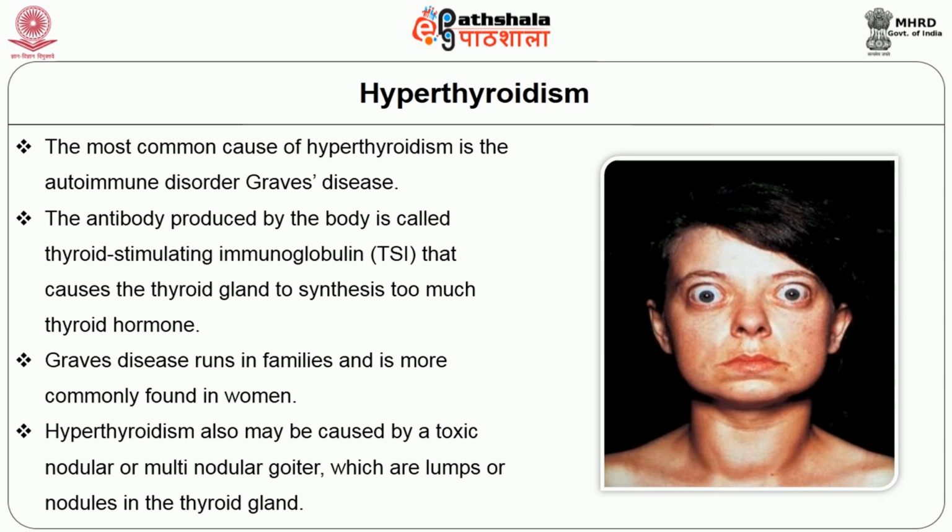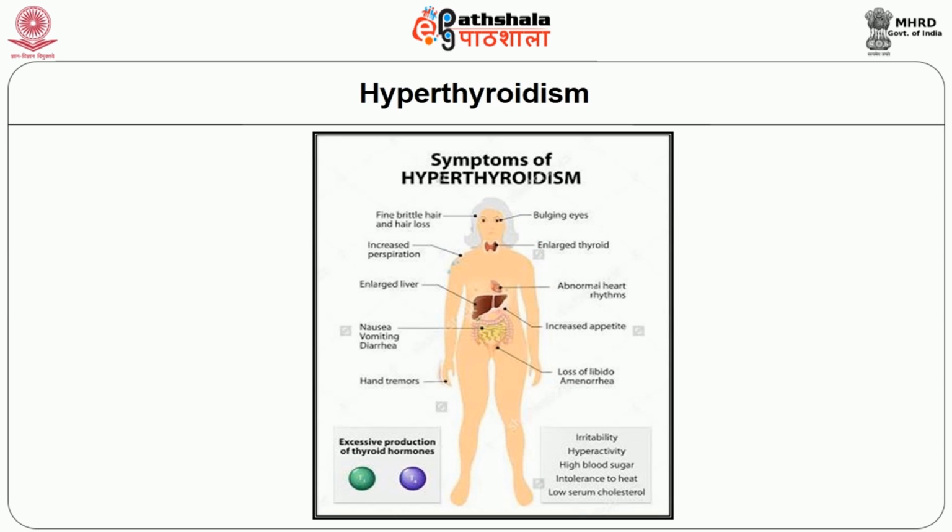So, this is a lady presented with hyperthyroidism features. You can see a lump over the neck. The symptoms of hyperthyroidism: the patient will have exophthalmos, that is bulging eyes. The patient has an enlarged thyroid gland on the neck. The patient will have increased heart rate, that is tachycardia.